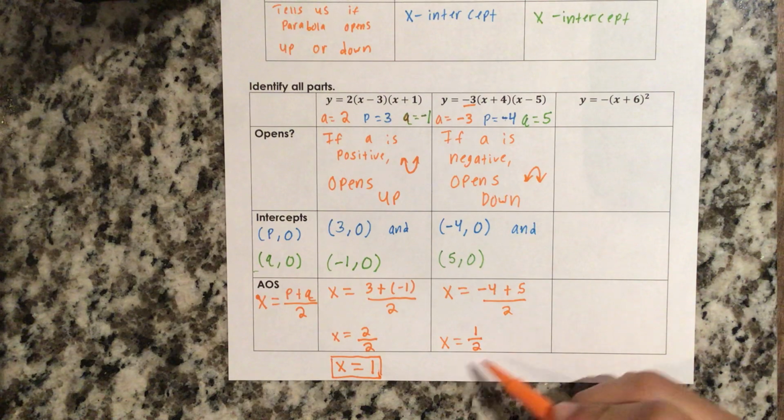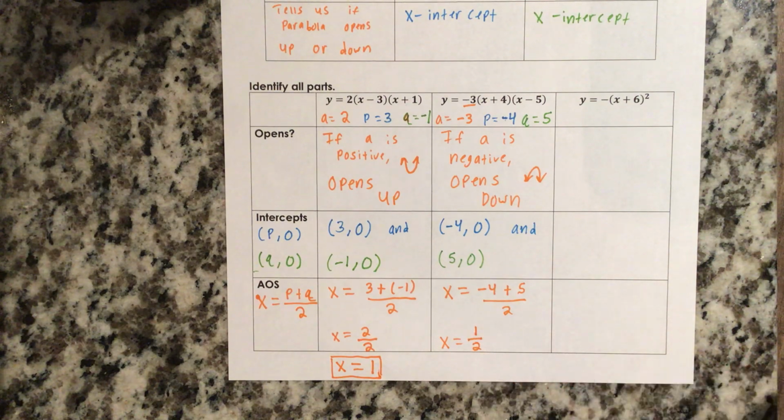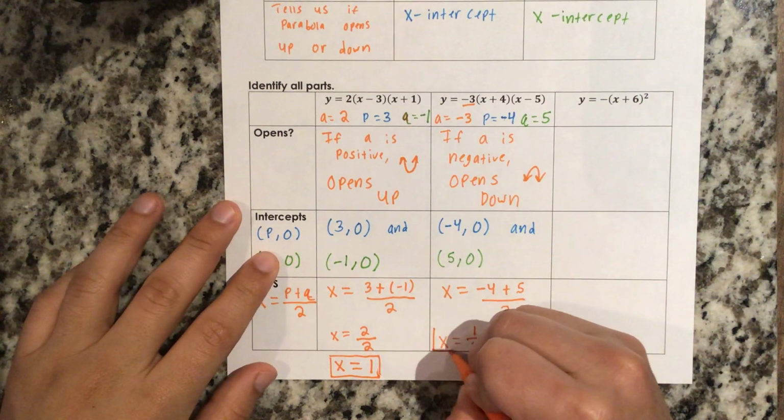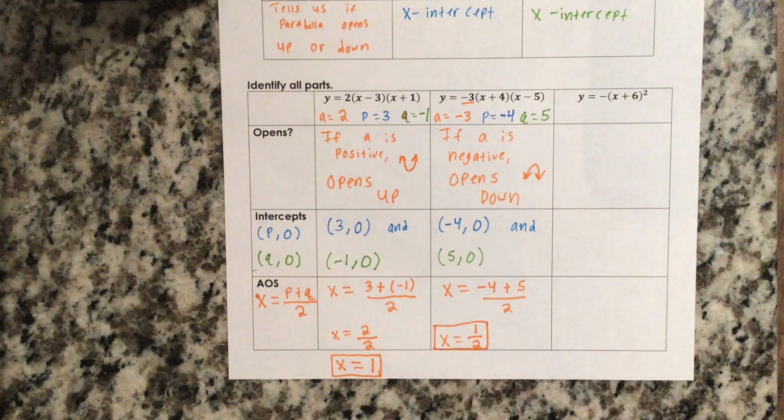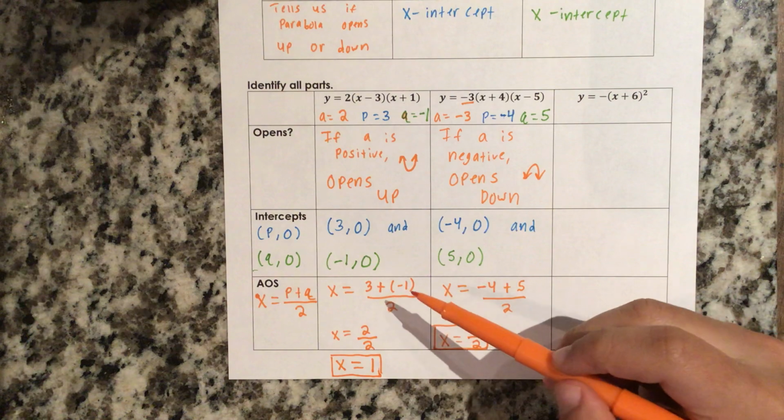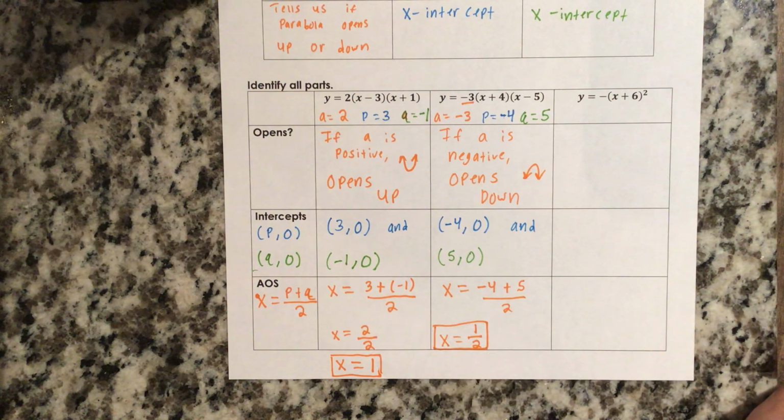Now, I cannot reduce 1/2. So my axis of symmetry is just x equals 1/2. And that's perfectly fine. That's a good answer. We're done. This one had even one less step than this one. So that's it.